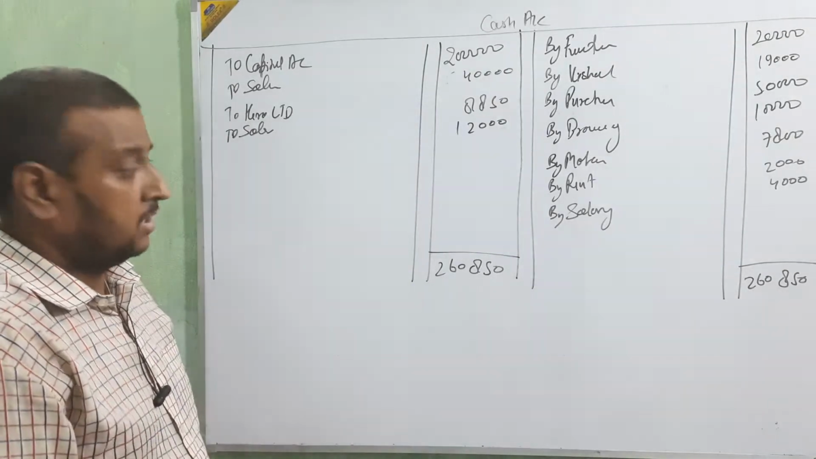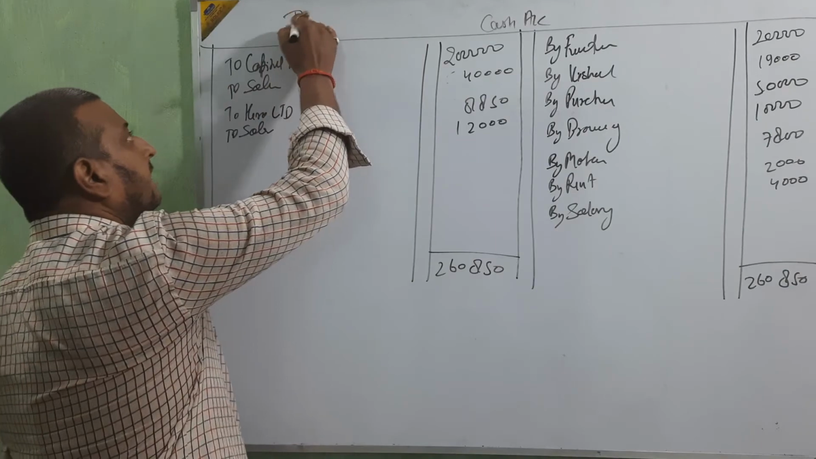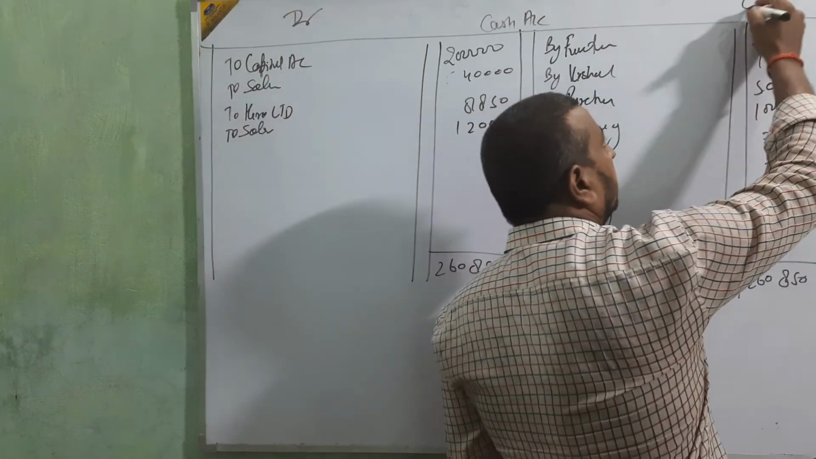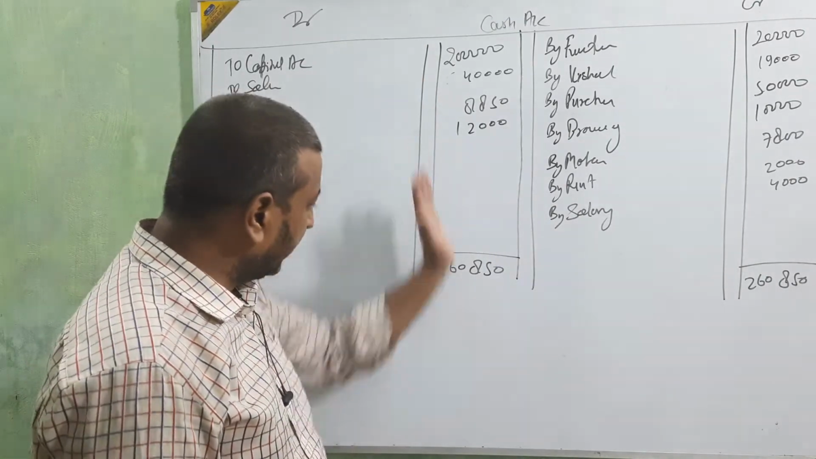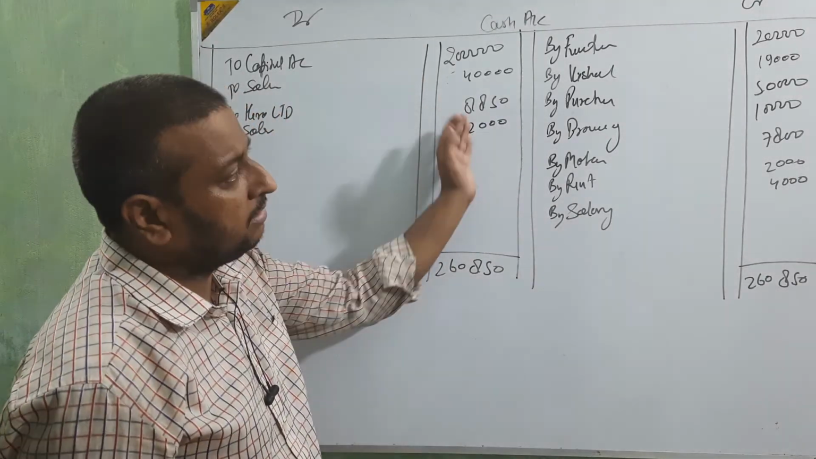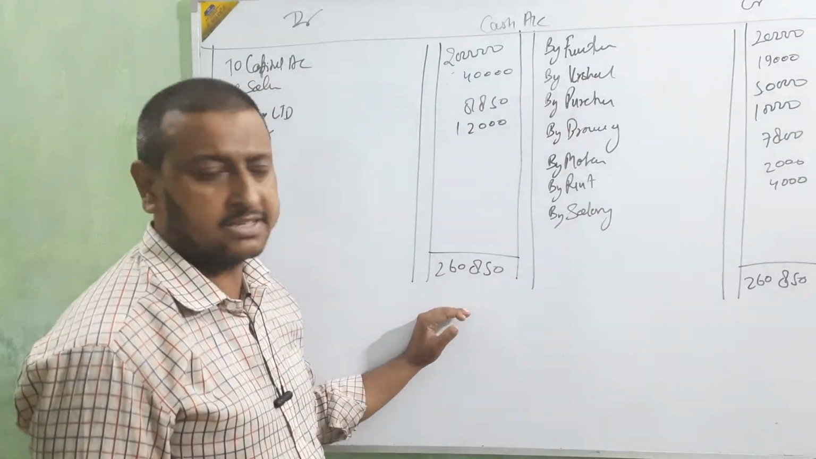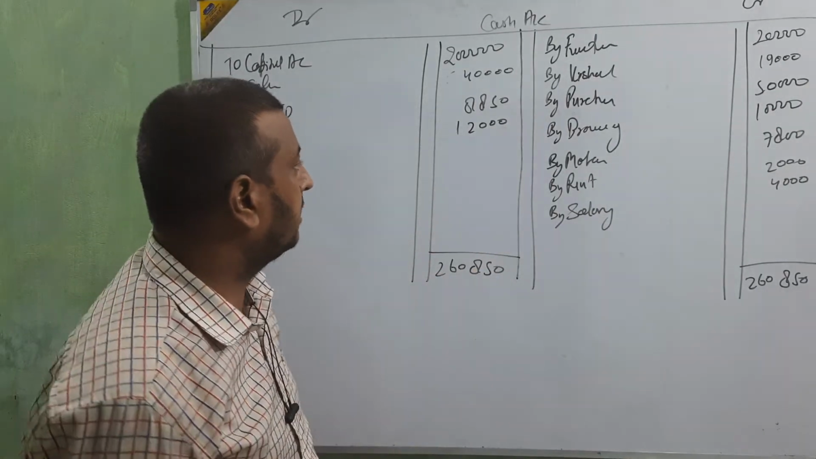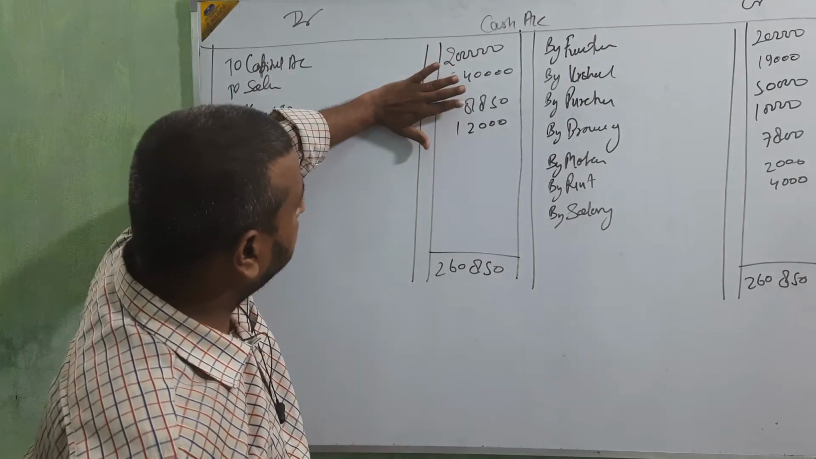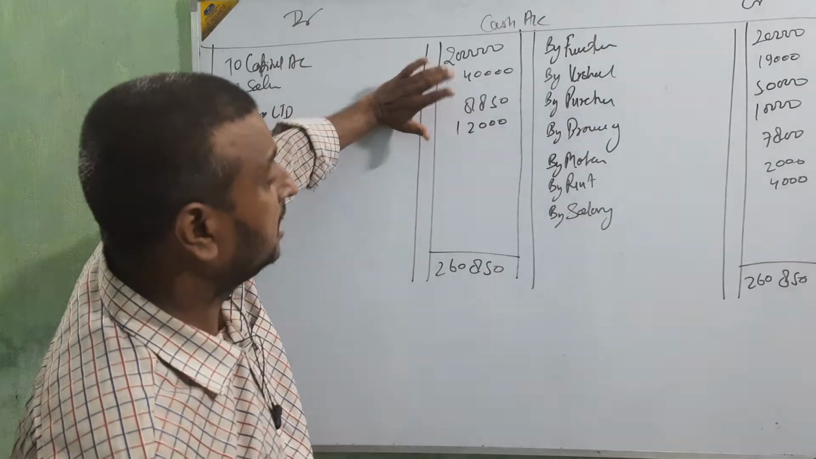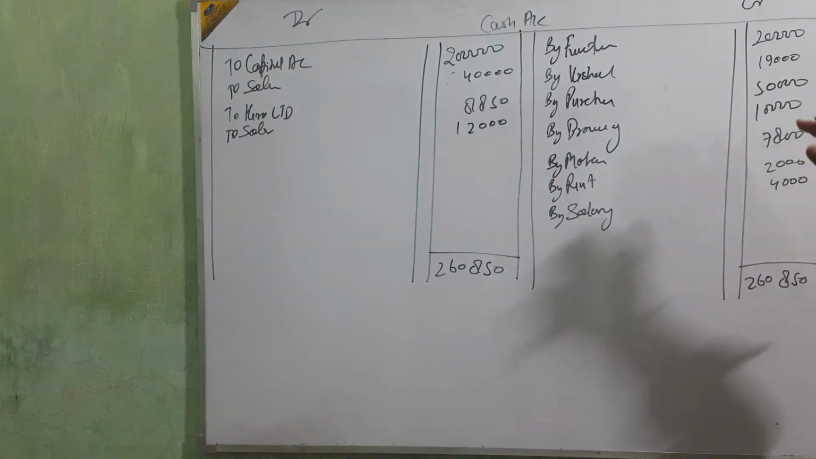Just see what is more. Which side is more? There are two sides, na? This is the debit side and this side is the credit side. Clear? So whichever side is more, we are going to take the total of that side. This side is more, it's very clear because 2 lakh is there. So we are going to take the total of this side, 2,60,850. Again the same amount we are going to write here also, and then take the difference.